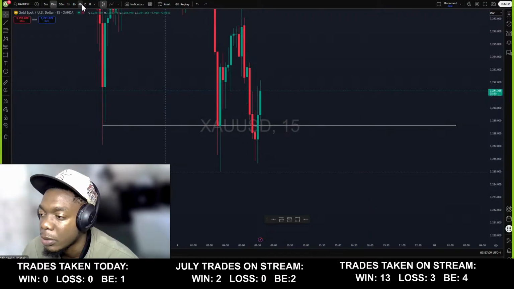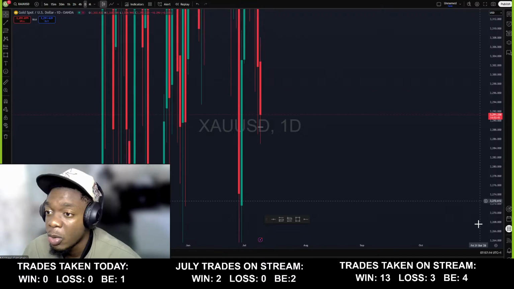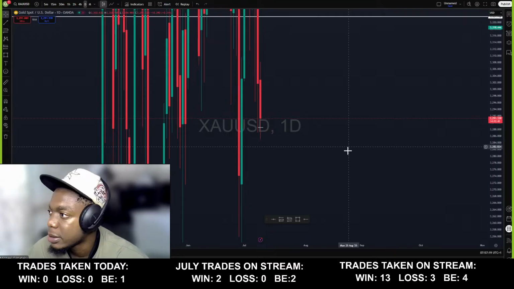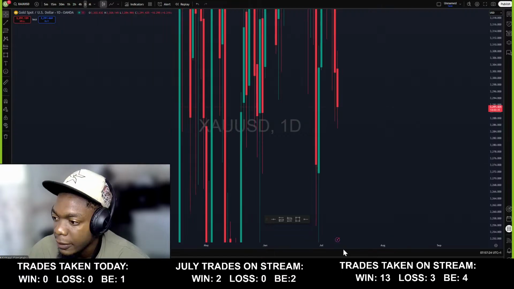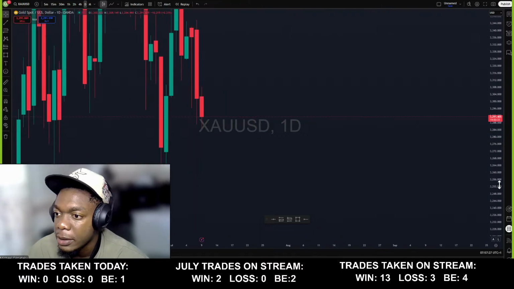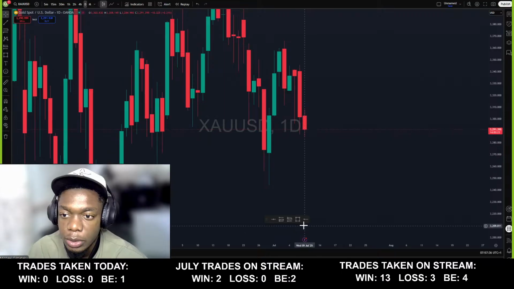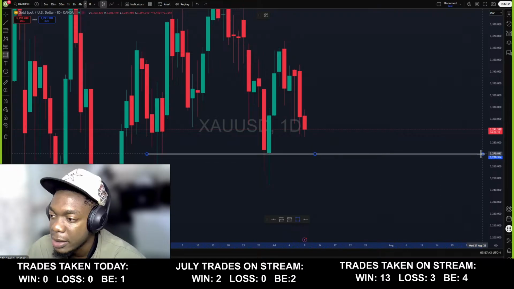But let's do a proper breakdown analysis from the daily down to our lower time frames. On the daily time frame you can see the daily candle closed bearish. You see the bearish structure. The next candle has broken below the previous daily low, and you can see this is our support level where price is currently retesting. This is what we can see on gold.